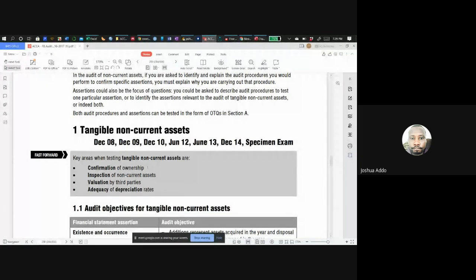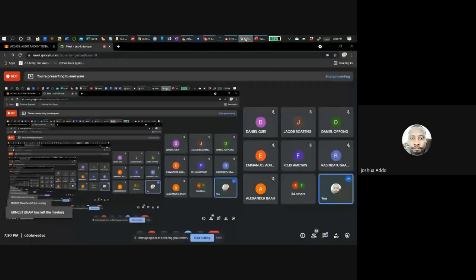Anyway, I want someone to tell us a bit about substance over form, the concept of substance over form. Yeah, class, you need to be engaged. I'm not the only person to talk. Substance over form. What is it? What's substance over form?